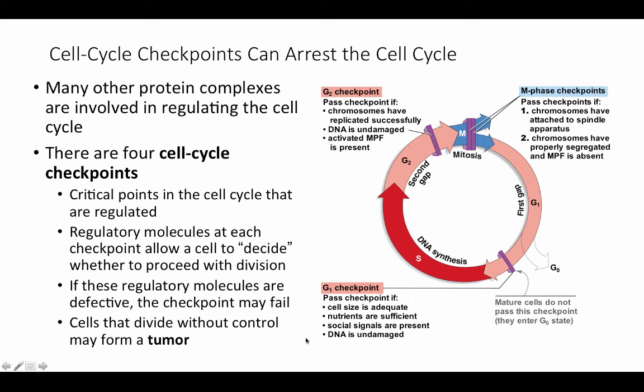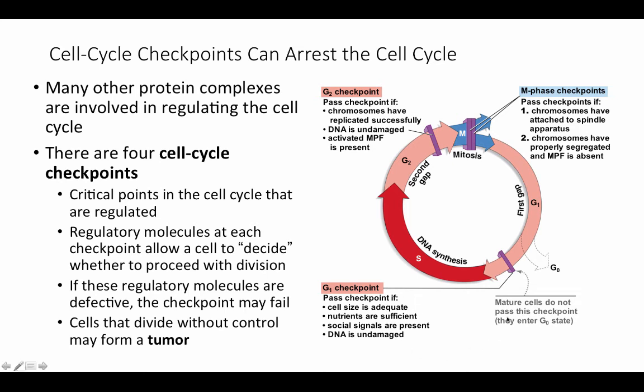So social signals are things like the growth factors that are coming from other nearby cells. And it's going to check to make sure that the DNA is undamaged. If it's damaged, it will hold the cell in G1 until the damage can be repaired. If it's determined that it can't be repaired, then it will go into an apoptosis cycle and the cell will be destroyed. So mature cells that are not going to divide are going to go at this point into G0 and be in this resting phase, this non-dividing phase.